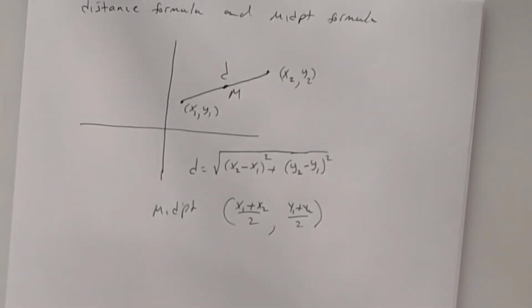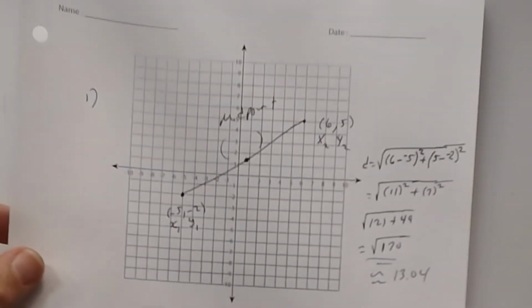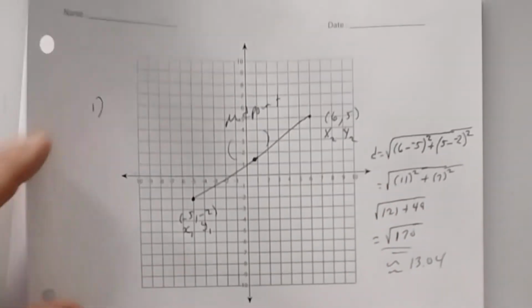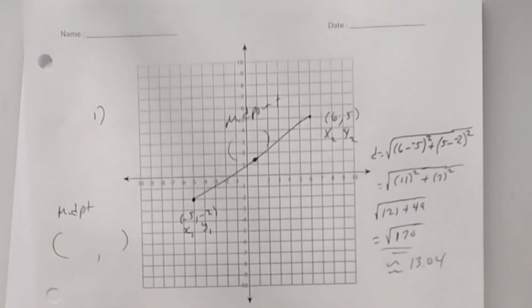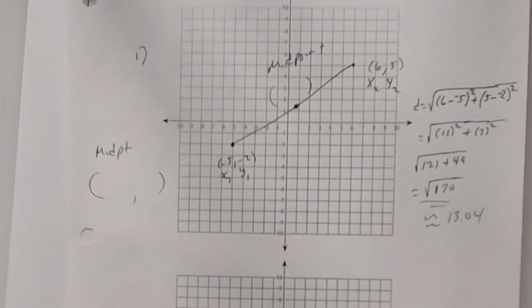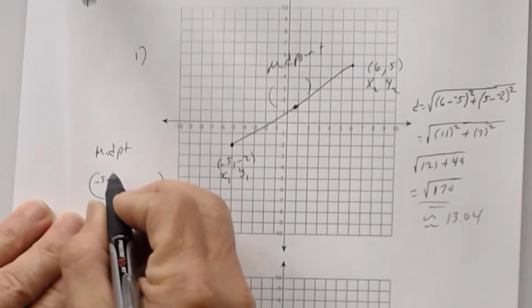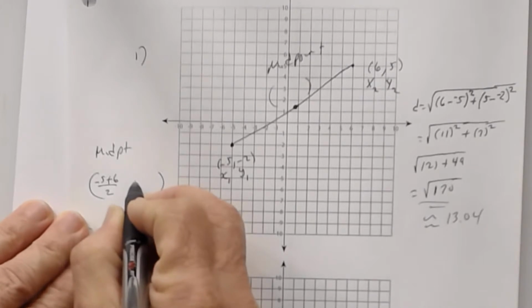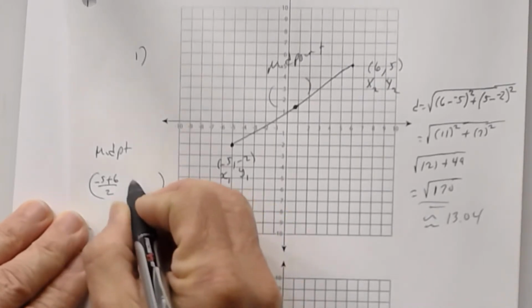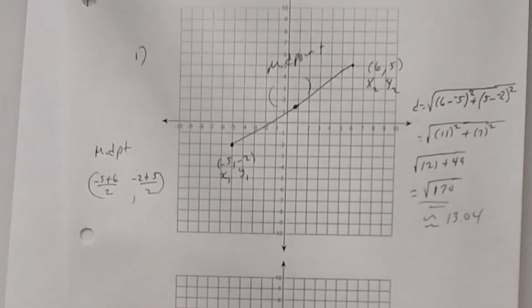So let's find the midpoint now of the one we were working on. It looks like the midpoint's somewhere in the first quadrant. So let's find the midpoint. We'll go ahead and do it here. The midpoint is a point. What is x1? -5. Plus x2, 6. 6, divided by 2. Now your y coordinates. What's y1? -2. Plus y2, 5, divided by 2. Now simplify that and you're done. Leave it as a fraction though. Don't write the decimal. Just leave it as a fraction.